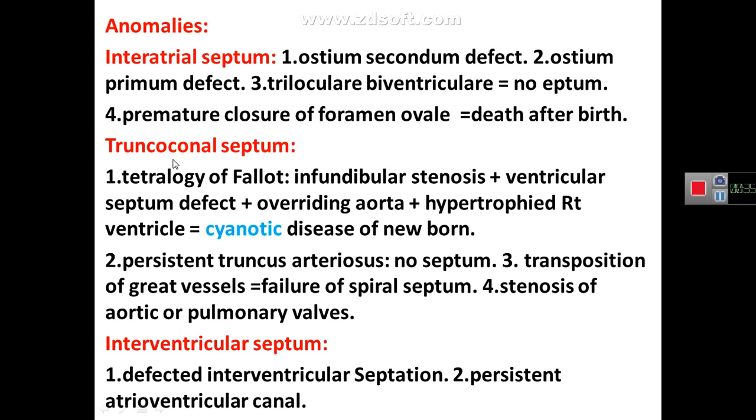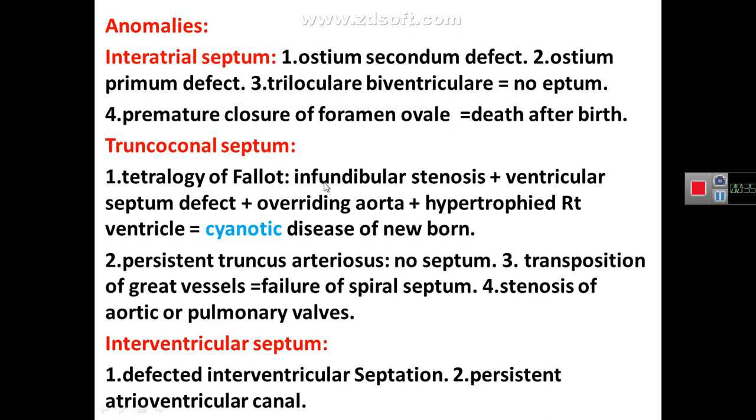Examples of defect in the transconal septation, the spiral septation. One of them is most common in Iraq. It is called tetralogy of Fallot. Tetra means four. There is an abnormality which is formed of four configurations described by a scientist called Fallot. So it is tetralogy of Fallot.